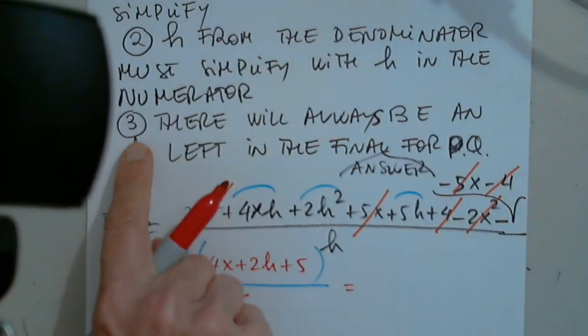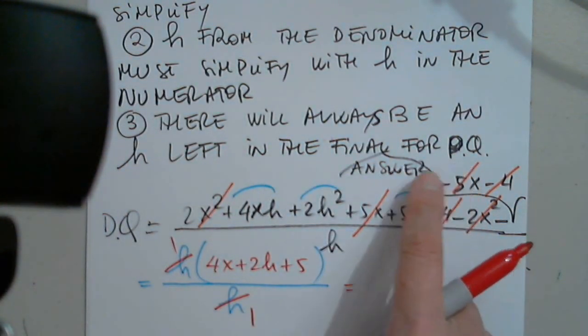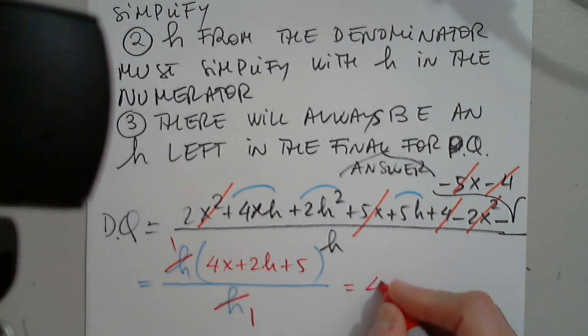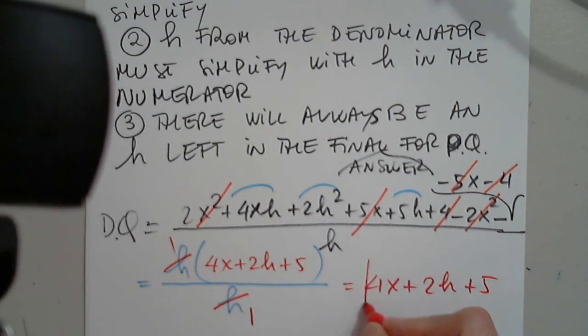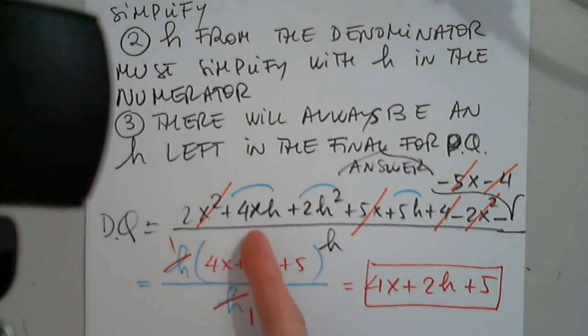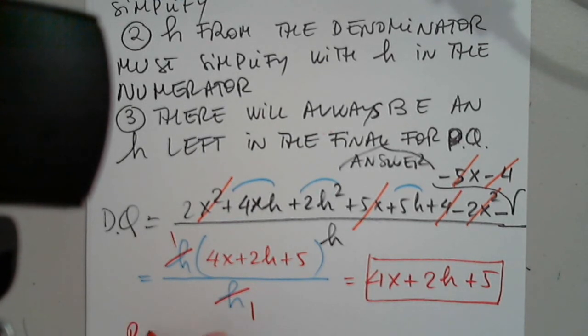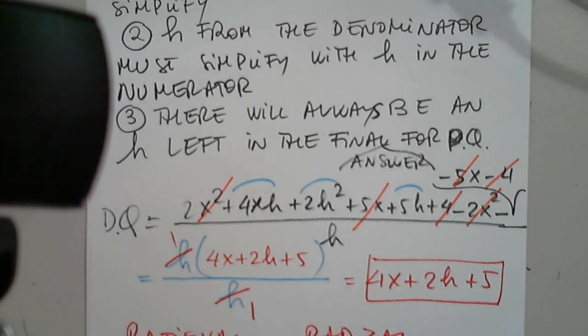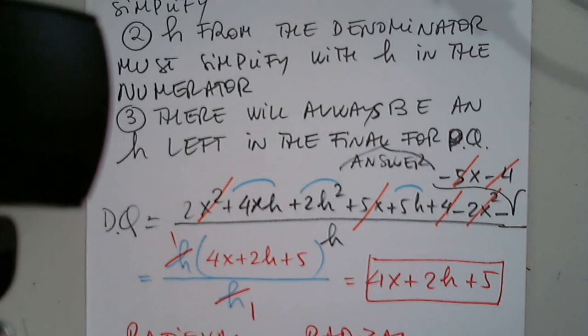Okay, so the final answer is number 3. There will always be an h left in the final answer for the difference quotient, and there it is: 4x plus 2h plus 5. And if you ask what this is, it is the rate of change of the function that you just gave me between p and q. That's what it means. Next, either a rational function or a radical or both, to see the process for these functions, radical and rational.